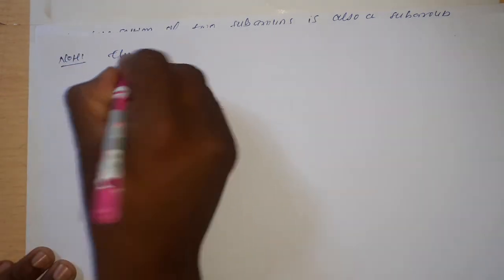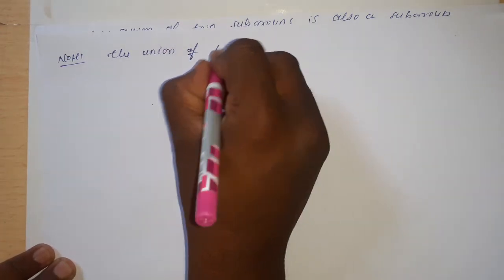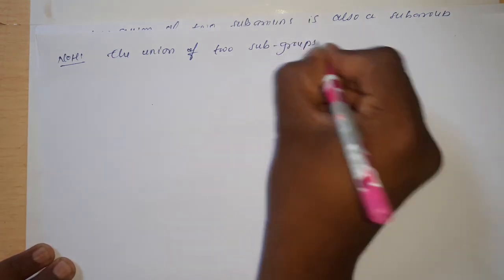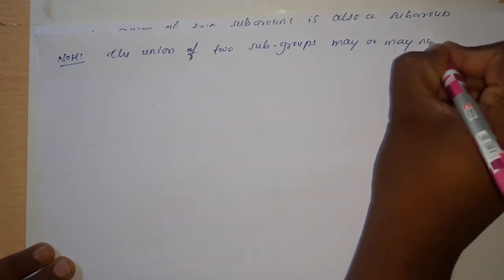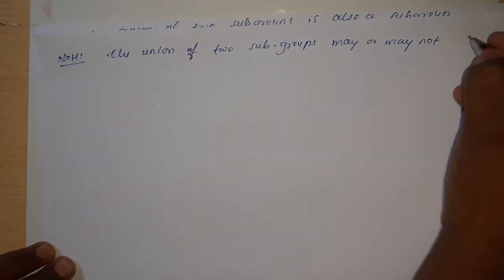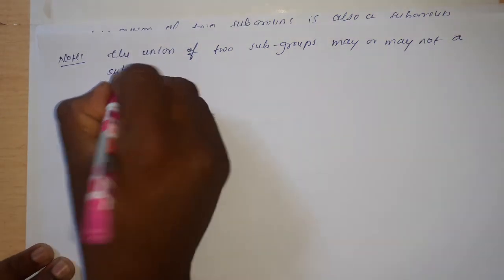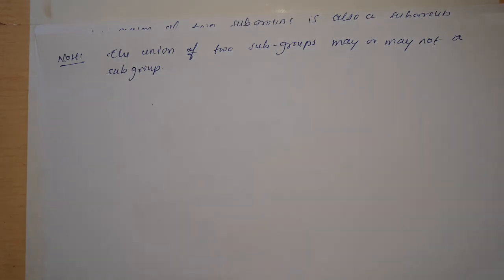The union of two subgroups may or may not be a subgroup. The union of two subgroups may be a subgroup of G, or it may not be a subgroup of G.